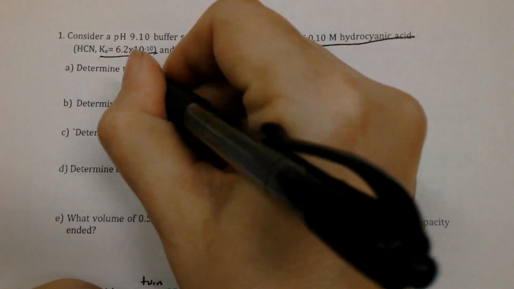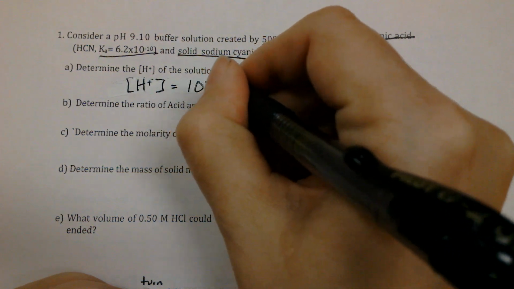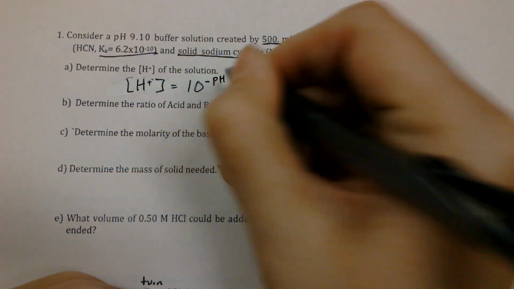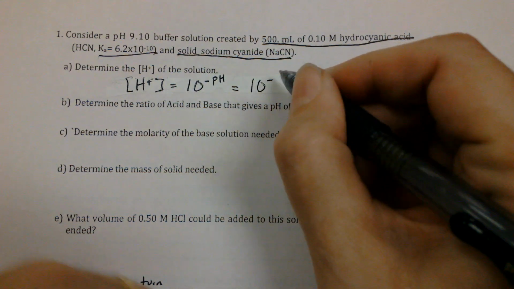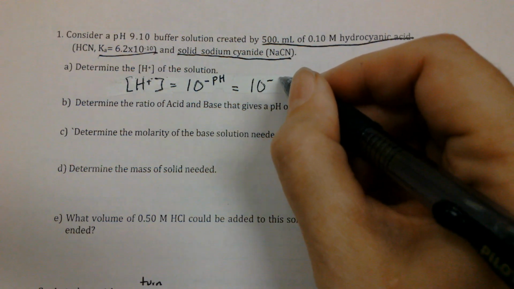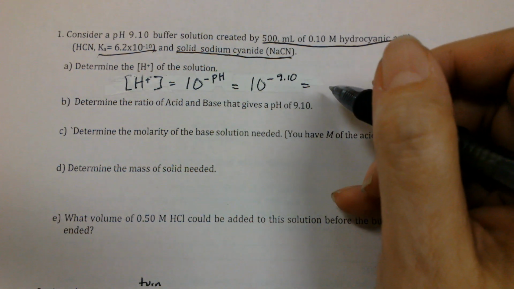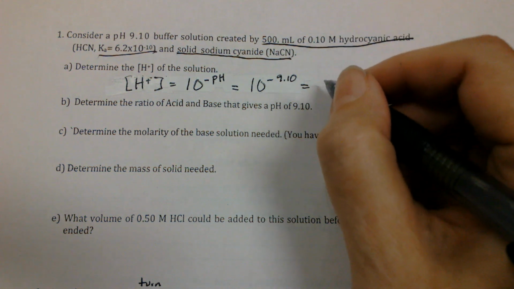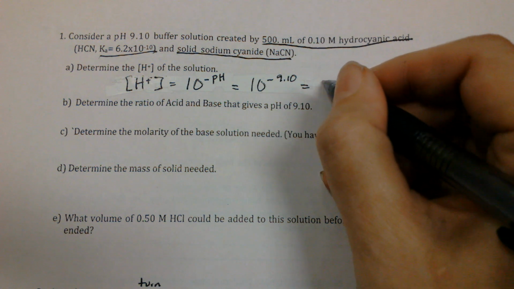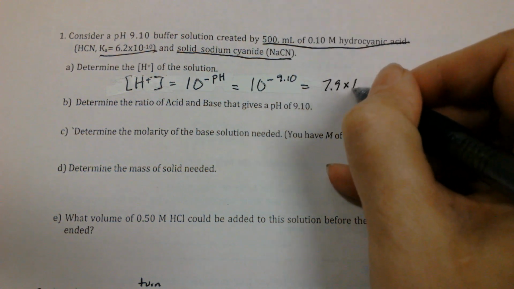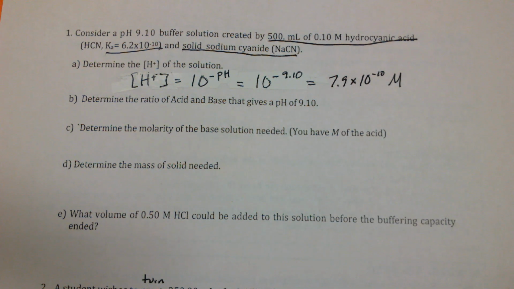So if I want to get the concentration of H+ in this solution, then I need to remember that the inverse of a log is an exponent. I take 10 to the negative pH. The pH that I want for my buffer is 9.10. So if I type that into my calculator, 10 to the minus 9.10, that gives me the molarity of H+. It's 7.9 times 10 to the minus 10, and since that's in brackets, I can assume that that is molarity.